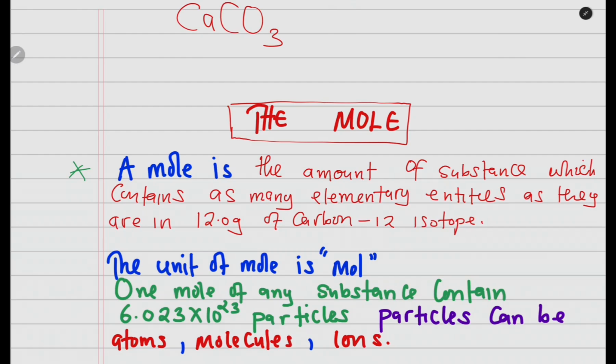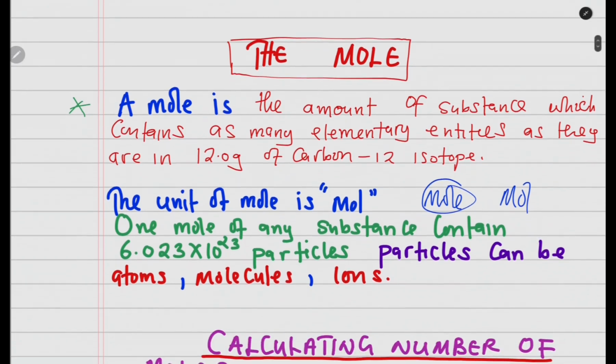So to define a mole, we are going to say a mole is just an amount of substance which contains as many elementary particles or entities as there are in 12 grams of carbon-12 isotope. That is how you simply define a mole. Now, what are the units for the mole? So the mole is just a unit of measurement. So the unit for mole, the word mole, you write it like this, but for the unit, you just write mol. That is the unit.